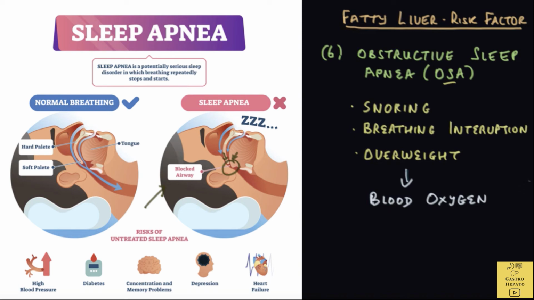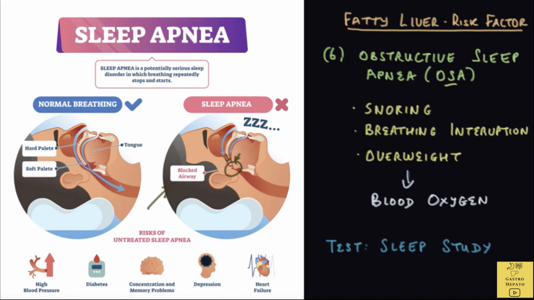OSA or obstructive sleep apnea is linked to other conditions like daytime sleepiness, tiredness, fatty liver, insulin resistance, hypertension, diabetes, heart disease, and even stroke. Hence, those with fatty liver, particularly those who are obese, are often screened for OSA. A test called a sleep study is used to diagnose OSA. There is effective treatment for obstructive sleep apnea. There are currently studies going on as to whether treating OSA will help to reverse fatty liver.